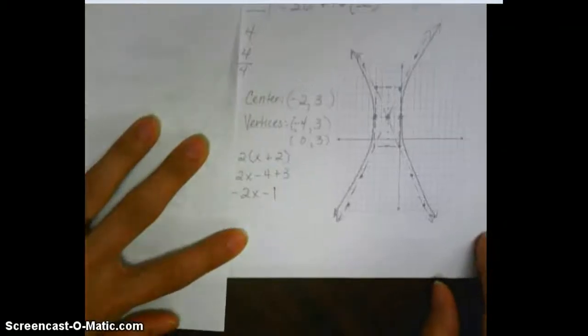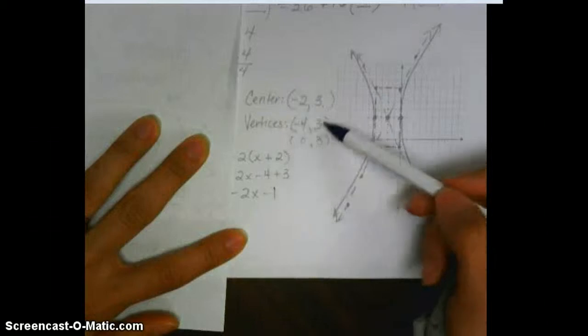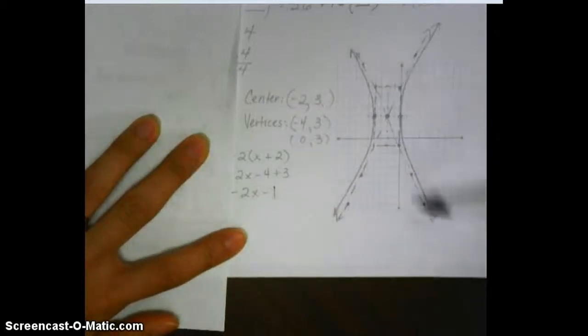All right, so check your graph. Make sure that you've graphed it correctly. Our center is negative 2, 3. We have vertices of negative 4, comma 3, and 0, 3. Those are our asymptotes there.